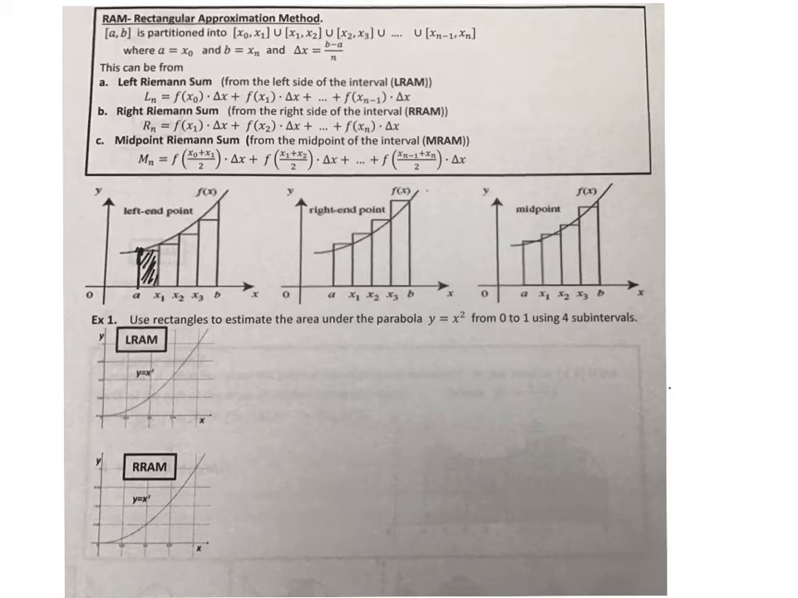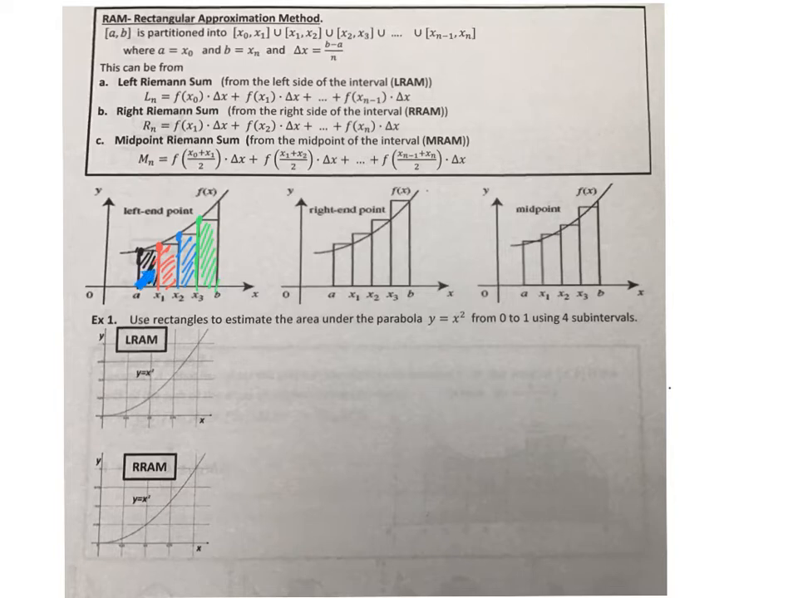So we chose A as the height of the first rectangle. For the second rectangle, the left endpoint is x1. So we choose x1 as the height of the second rectangle. For the third rectangle, we choose x2. And the fourth rectangle, we are going to choose x3 because x3 is the left endpoint of the rectangle.